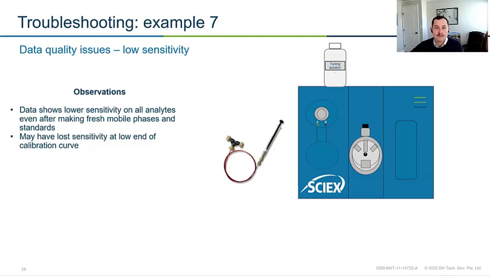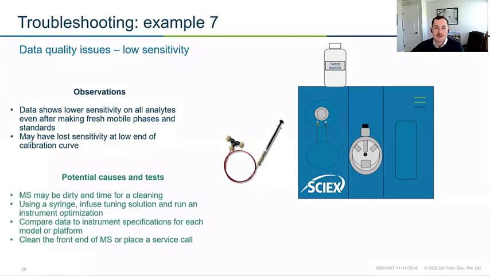And the easiest way to do this is with an infusion. So we can take a tuning solution, so one of the ones provided with your instrument, or we can simply use a compound that we know the relative sensitivity, what it should be, and infuse it. And if we notice that, hey, there is this drop off in sensitivity, it's simply not as sensitive as it used to be, the most likely culprit is just a dirty mass spec.